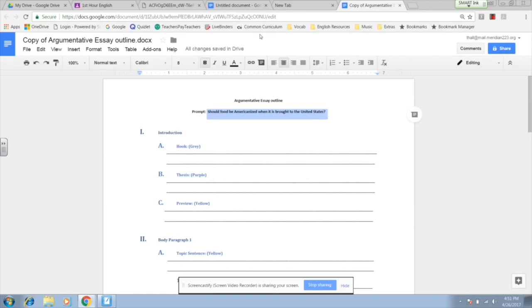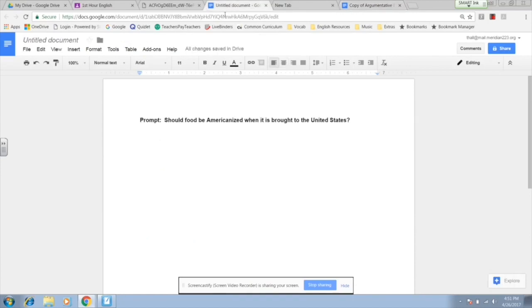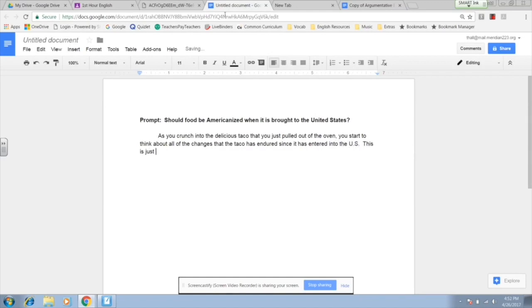What I'm going to do is use a story, and I'm going to write something like, as you crunch into the delicious taco you just pulled out of the oven, you start to think about all of the changes that the taco has endured since it has entered into the U.S. This is just one example of a food that has been improved when it was brought into America.